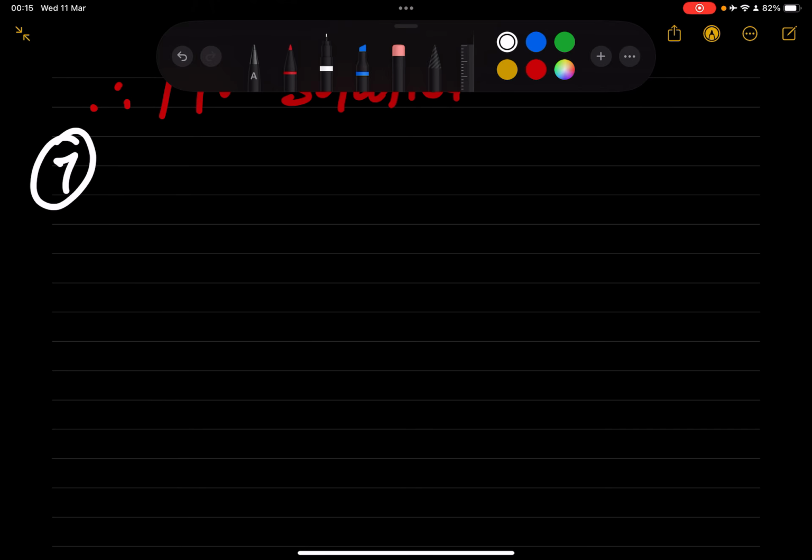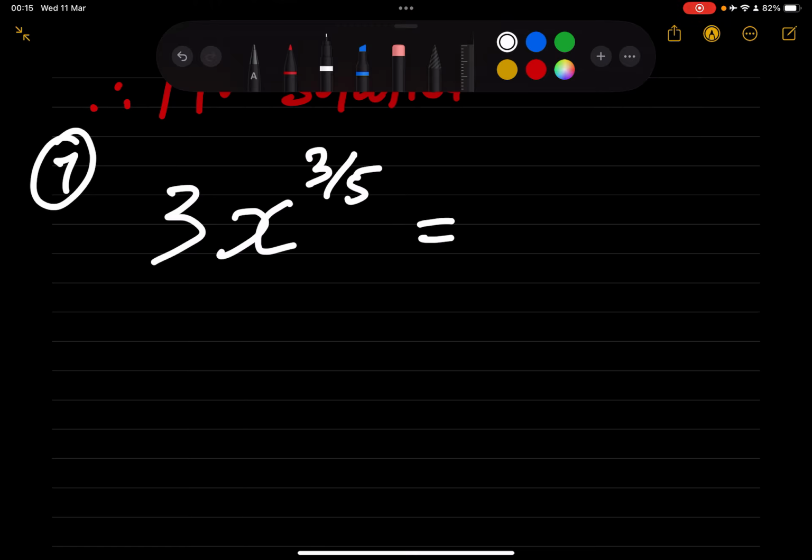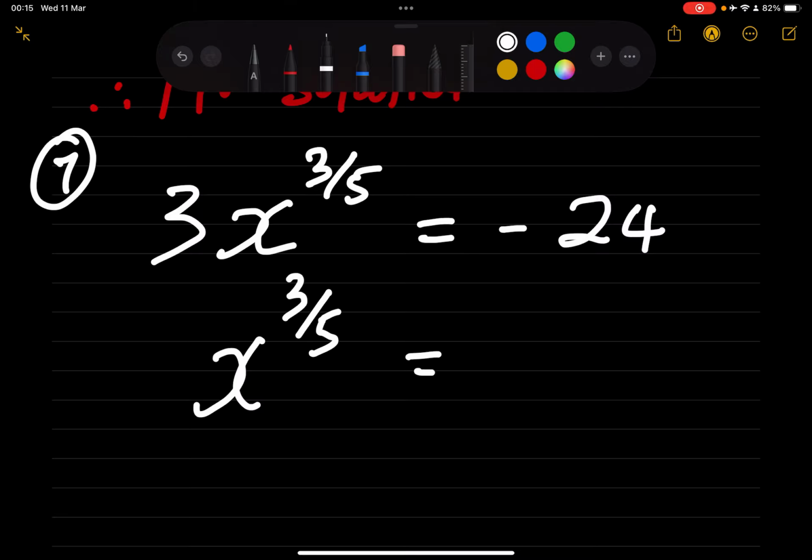Question 7. We have 3x to the power 3 over 5 equals negative 24. First, we need to isolate x by dividing both sides by 3. So on the left, we're left with x to the power 3 over 5 equals negative 8. We get negative 8 by dividing negative 24 by 3.